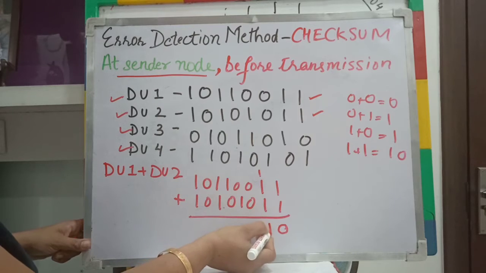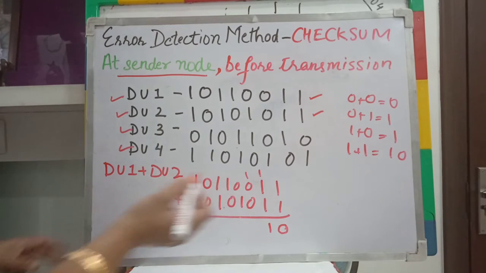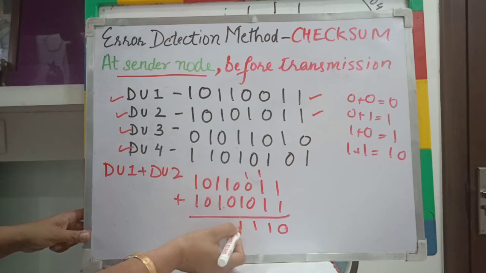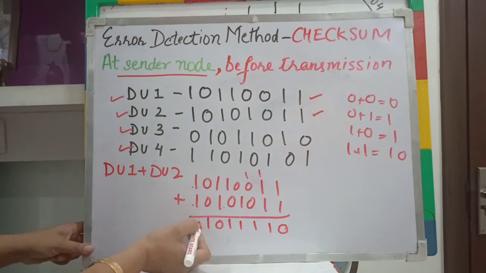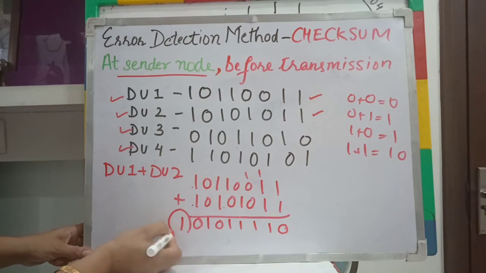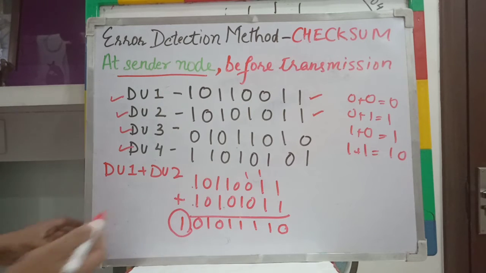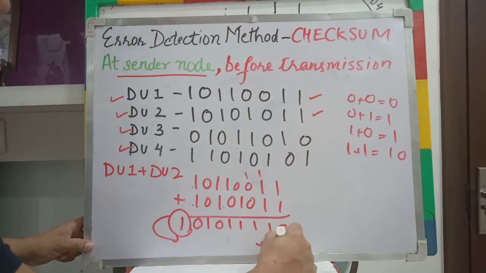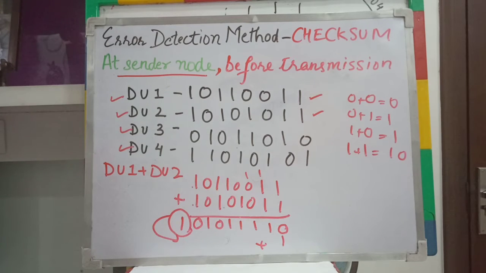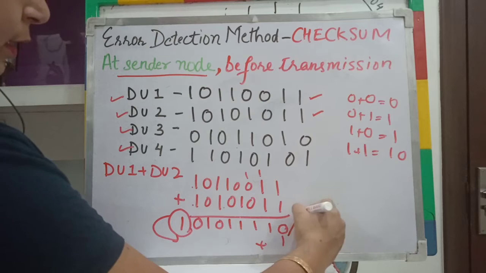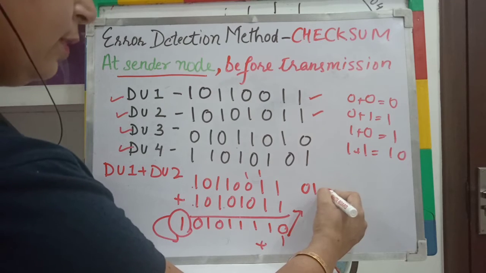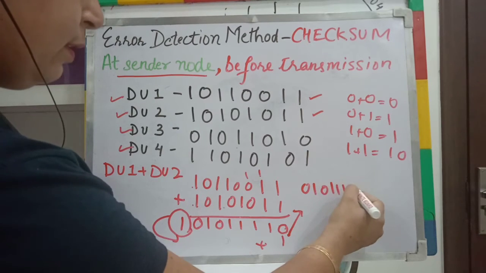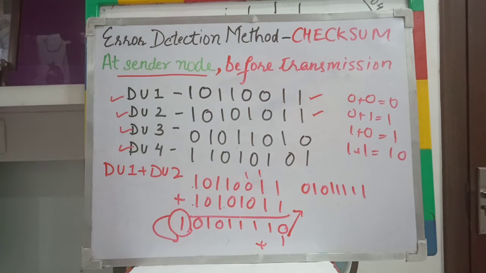0 plus 1 is 1, again we have a carry. Here 0 plus 1 is 1, and so on. Finally 1 plus 1, again we have 10, so I write 10 here. This is the extra bit which we take forward and add again into my number. So the addition of data unit 1 and data unit 2 results in 0 1 0 1 1 1 1 1.